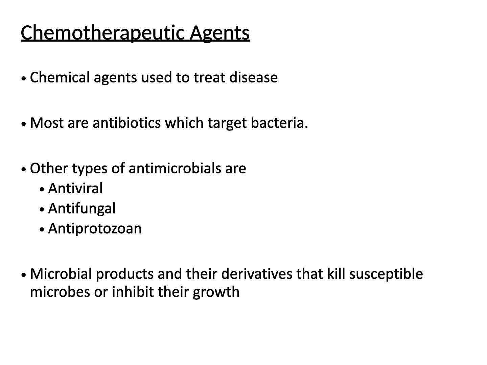So again, keep in mind, chemotherapy is a very general term. It is a chemical agent that kills cells. Antimicrobial is a chemical agent that would kill microbes. An antibiotic is a chemical agent that would target bacteria. And then antivirals target viruses, antifungals target fungi, antiprotozoans target protozoans, and anthelmintics would target parasitic worms.